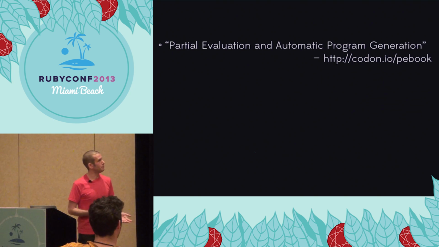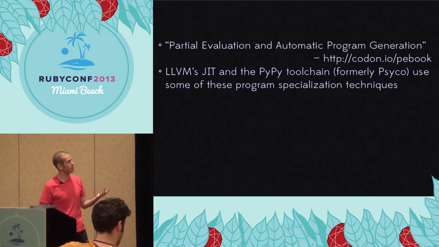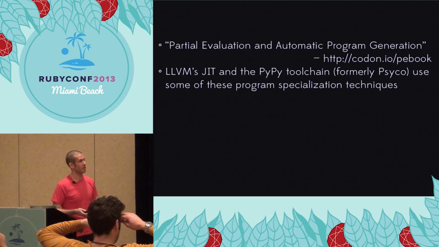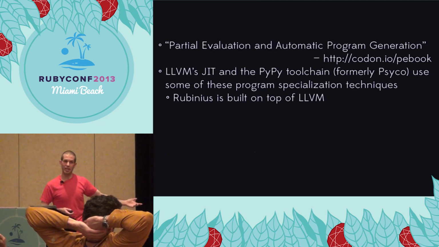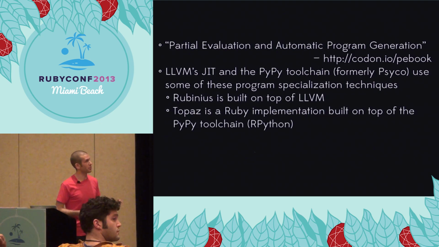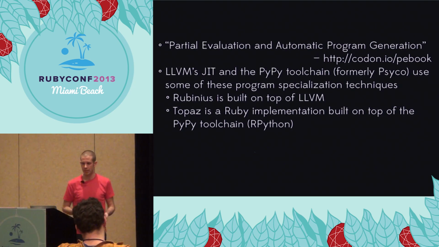I recommend it. Also, various bits of software that you may or may not be familiar with use techniques like this. So like the JIT in LLVM and the bits of the PyPy toolchains like RPython and the VM and the JIT that underlie that use some of these kind of program specialization techniques. Rubinius sits on top of LLVM, so when you use Rubinius, stuff that's a little bit like this is happening. And there's a Ruby implementation called Topaz that sits on top of the PyPy toolchain and is a Ruby implementation that's written in Python. So if you use the Topaz Ruby implementation, then kind of stuff like this is happening inside Topaz when you run your program. It happens at runtime rather than compile time.